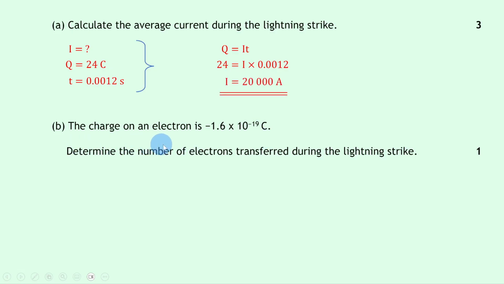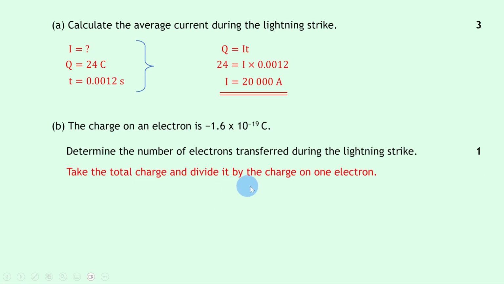Part B says the charge on an electron is minus 1.6 times 10 to the minus 19 coulombs. Determine the number of electrons transferred during the lightning strike, and there's only 1 mark available here. Well, what we need to do here is take the total charge and divide it by the charge on 1 electron, and that's what we were given in the question.